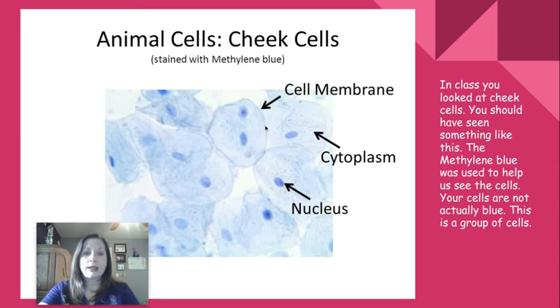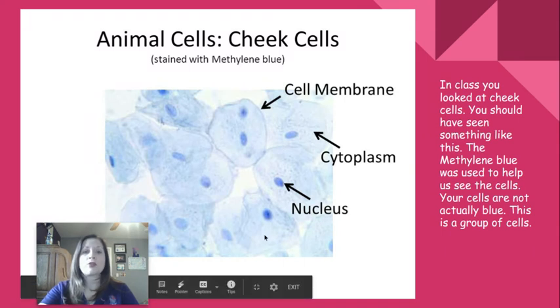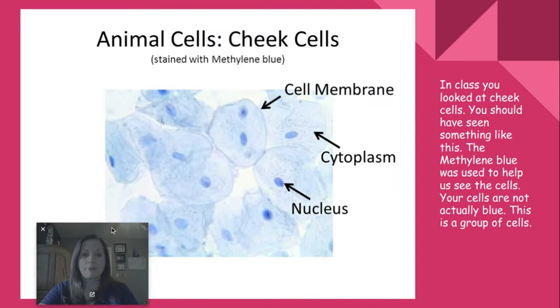And then they make a nice little ring too around the cell membrane so that it shows up and we can see where one cell ends and the other one begins. So if you look here, each of these that have a nucleus, that's a separate cell. All of these together, this is a group of cells.